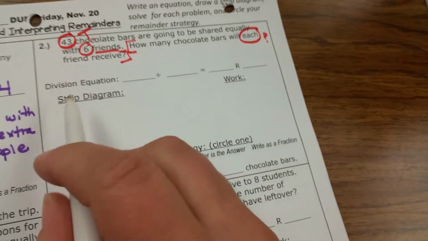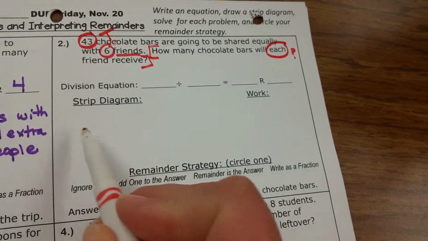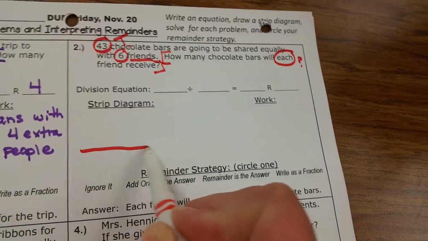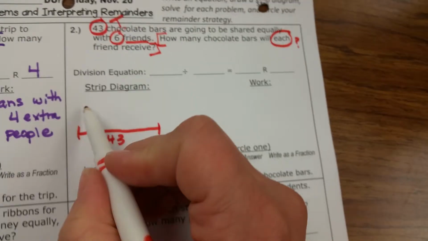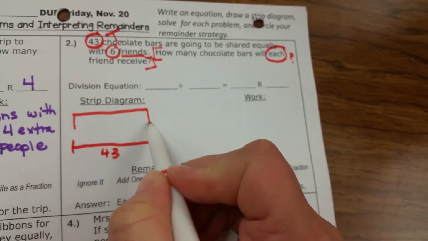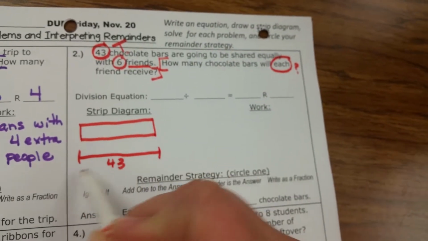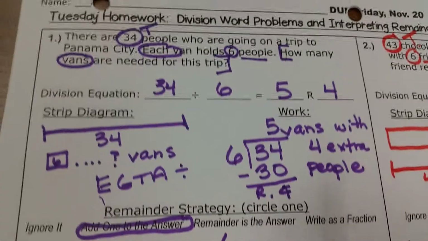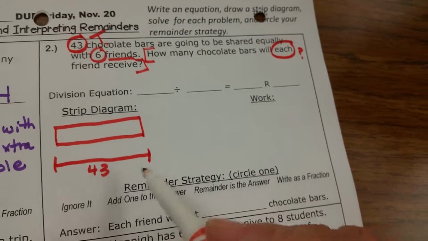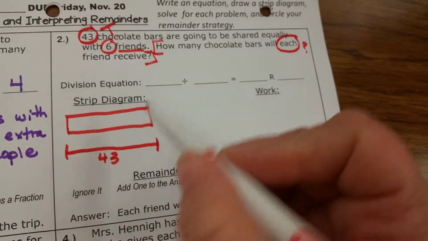So to draw that strip diagram, I'm going to do it a little bit different than I did on the last one. I'm going to say there are 43 total bars, and I have to take that and divide it between 6 people. Now notice that I put my total strip on the bottom instead of on the top like we did on this problem number 1.